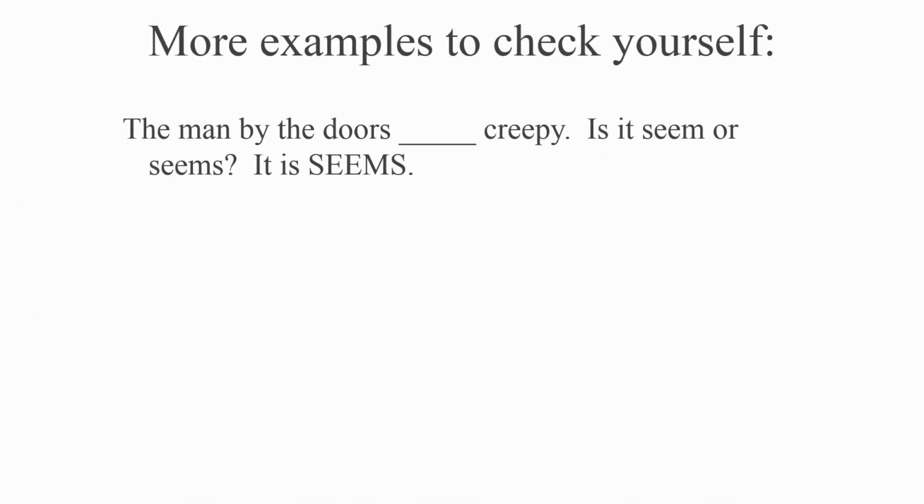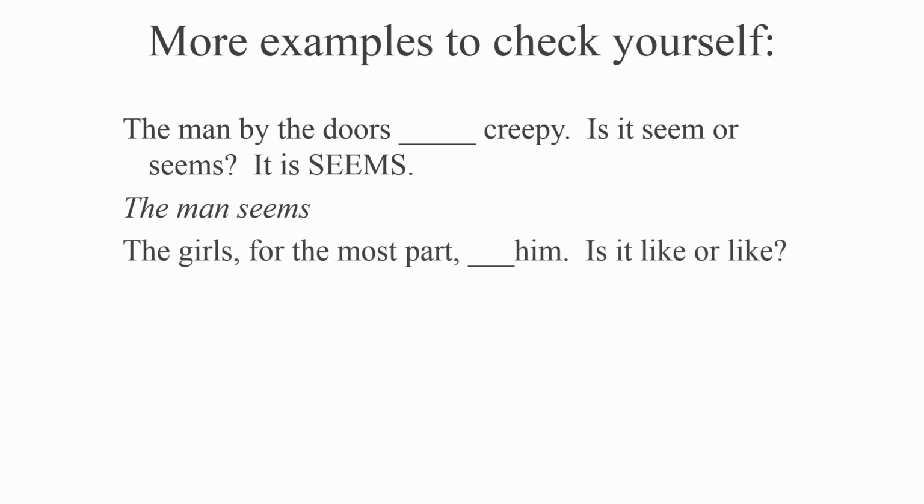Okay, let's test your knowledge of subject-verb agreement. Make sure you got it all. Here's some examples. The shadow of the buildings freaks me out. The word shadow is the true subject, so it freaks me out, not they freak me out. The man by the doors seems creepy. The man is the subject, not by the doors.